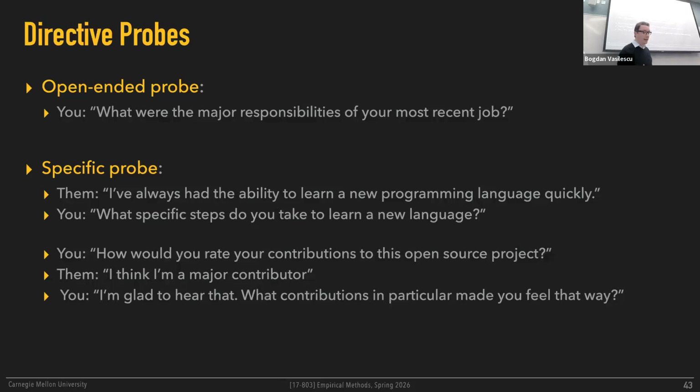Or maybe you ask them to rate their level of contribution to some open source project, and they say, I think I'm a major contributor. You follow up with a probe along the lines of, oh, I'm glad to hear this, but what contributions in particular made you feel this way? Walk me through those concretely, right? So not this general feeling of I've been a major contributor, but what specifically, concretely, have you done that makes you feel this way? So again, concrete over generic.